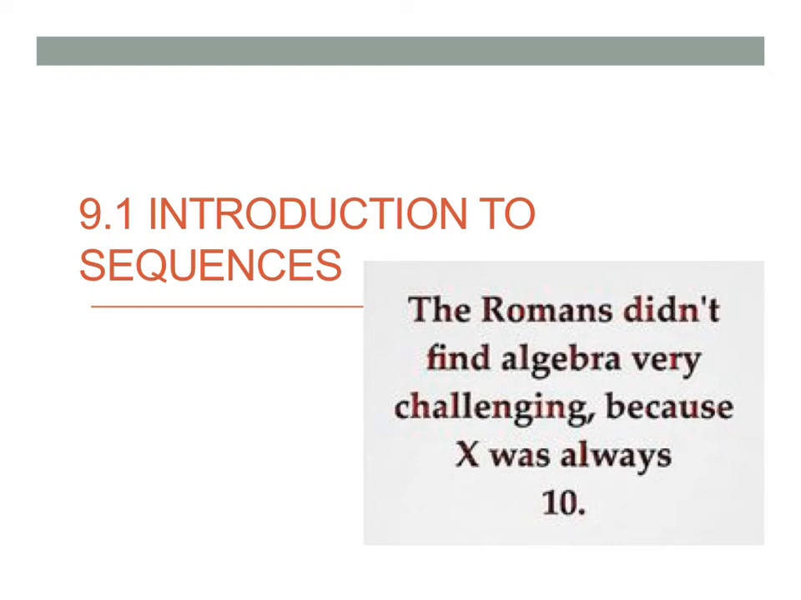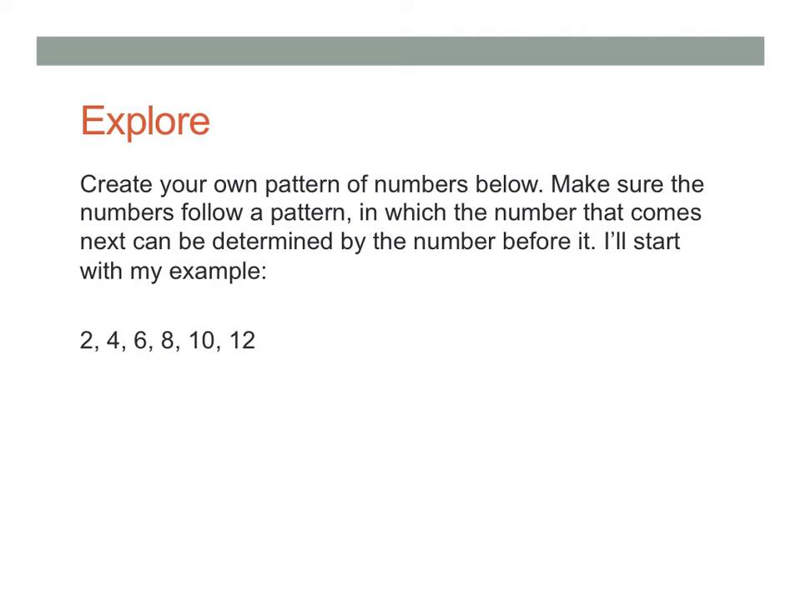9.1 Introduction to Sequences. Explore. Create your own pattern of numbers below. Make sure the numbers follow a pattern in which the number that comes next can be determined by the number before. I'll start with my example. 2, 4, 6, 8, 10, 12. The way we identify the next number is by adding 2 to the previous number. So after 12 would come 14, after that would come 16, and so on and so forth.